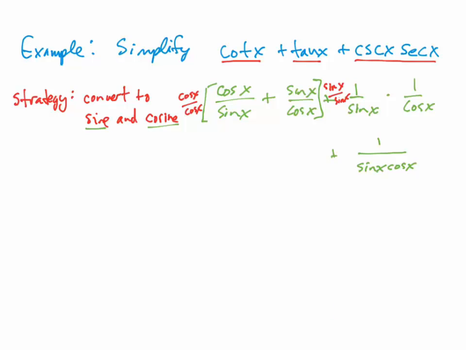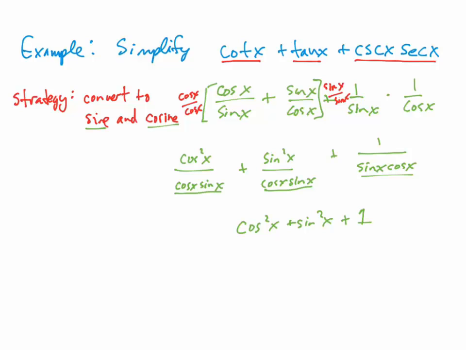And doing so, cosine x times cosine x is cosine squared x over cosine x sine x, plus the second fraction I get sine squared x over cosine x sine x. And now what we notice is that all of these denominators are the exact same. So we can write this as a single fraction. We're going to write cosine squared x plus sine squared x plus 1 all over cosine x sine x. Now we have a single fraction, and what we notice here is that cosine squared x plus sine squared x, that's just the Pythagorean identity. Cosine squared x plus sine squared x is equal to 1.